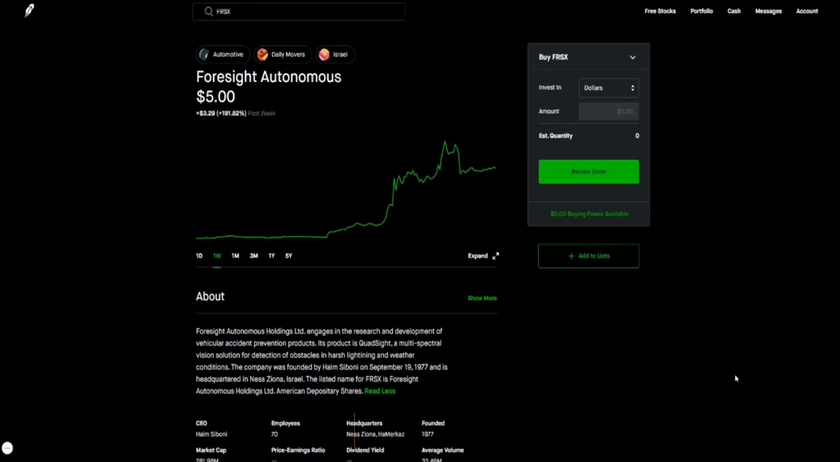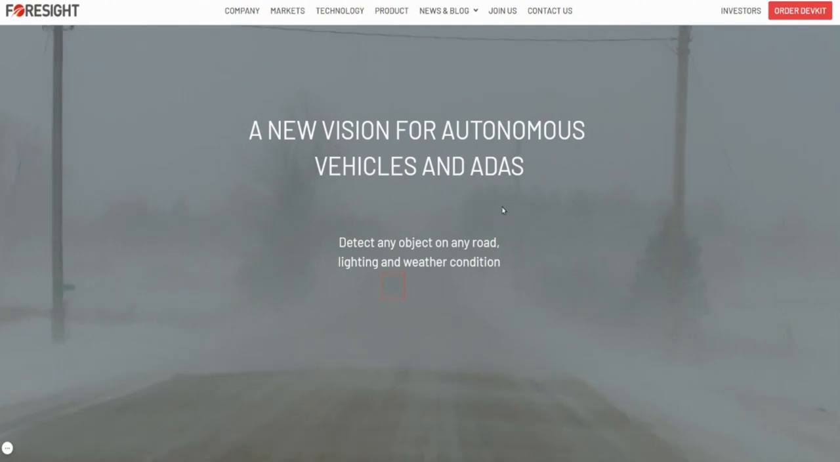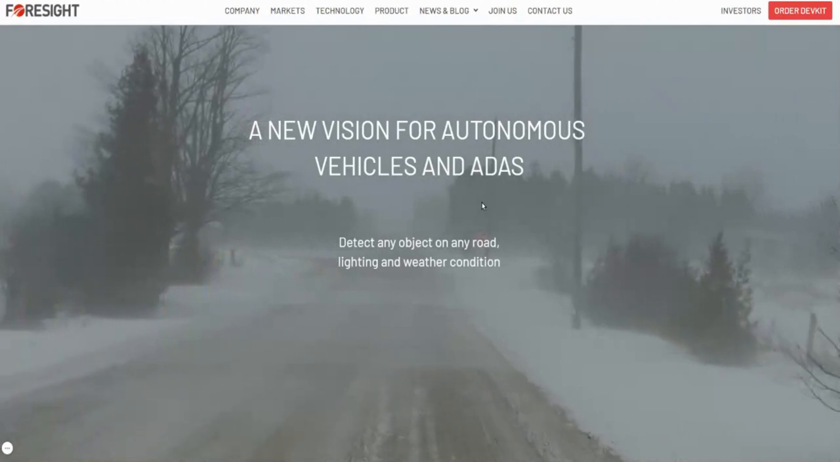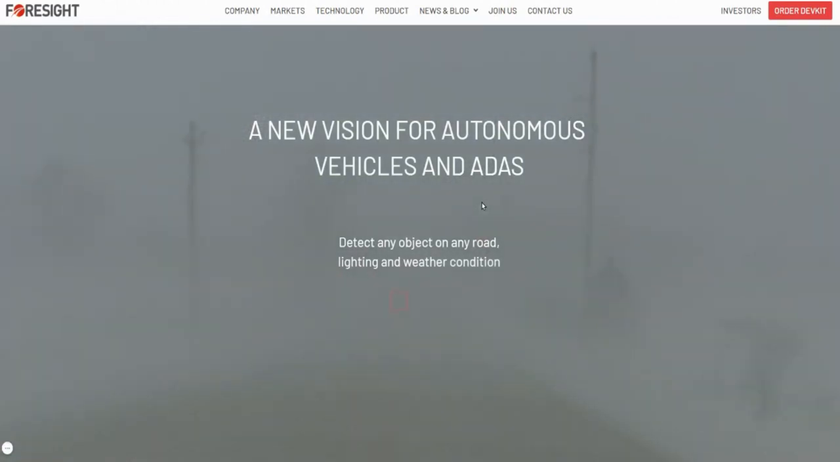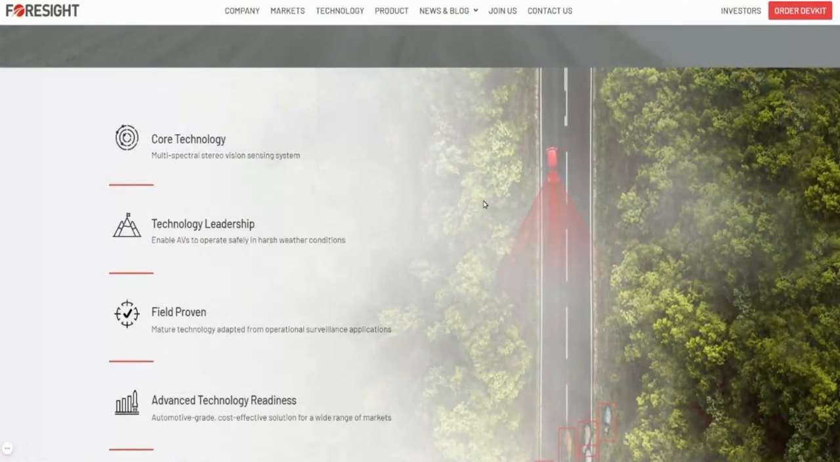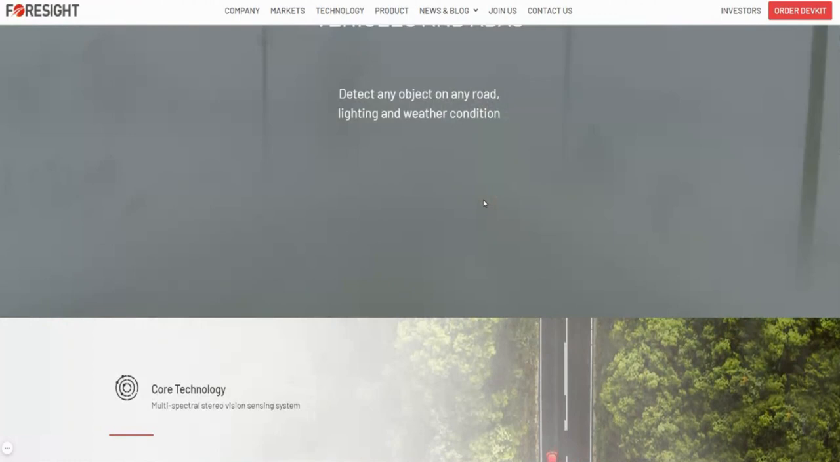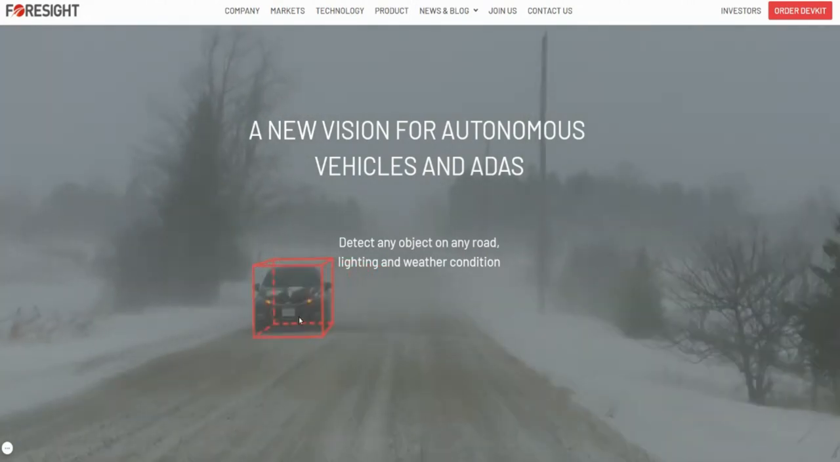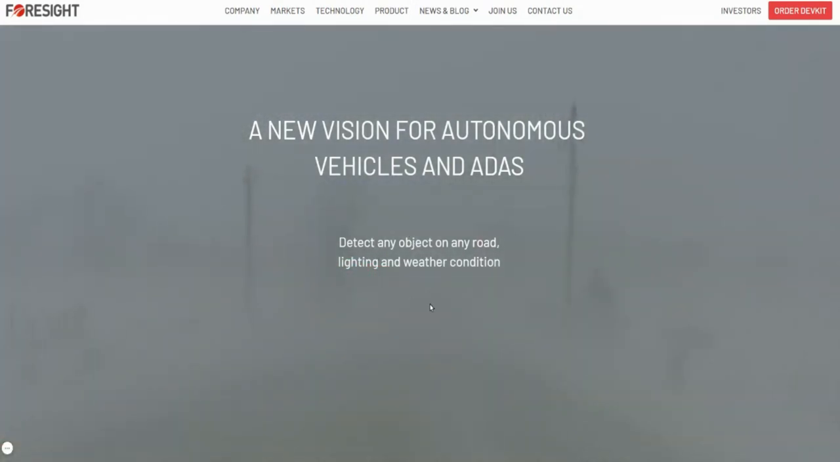Number two on the list is ticker symbol FRSX. This is Foresight Autonomous, another one that has shown some movement. This is a company building technology that can detect objects in really crazy conditions. Supposedly, it's not LiDAR technology. They said theirs is a little bit better because even in all kinds of crazy weather conditions, they're still able to detect objects. As you can see in the demo in the video, they can spot that vehicle from a distance, even though the driver himself cannot see it. So that is crazy technology.